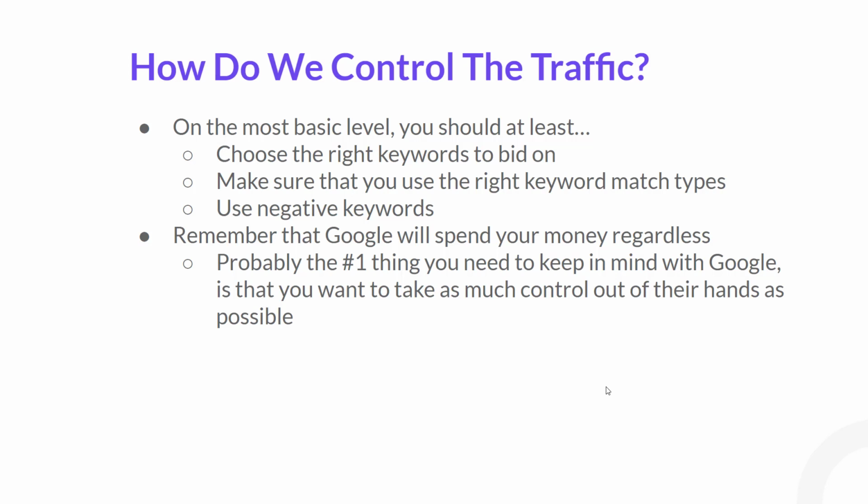Now remember, Google is going to spend your money regardless of the keywords that you're bidding on, the match types, the negative keywords. They're going to spend the money. I don't want to say they're not in it for you to make money, but whatever you tell Google to do, they're going to do. So probably the number one thing you need to keep in mind with Google is you want to take as much control out of their hands as possible. And the way we do that is through these 3 things right here: we want to choose the right keywords, make sure to use the right keyword match types, and use negative keywords.